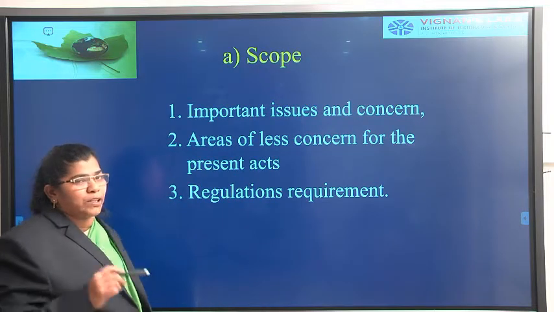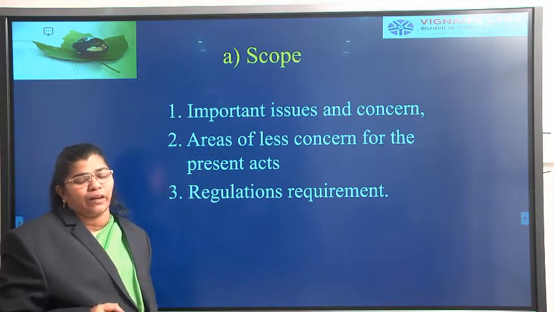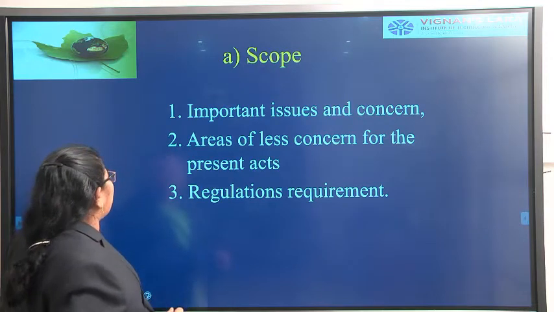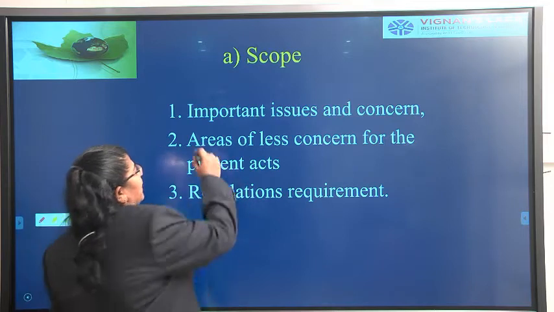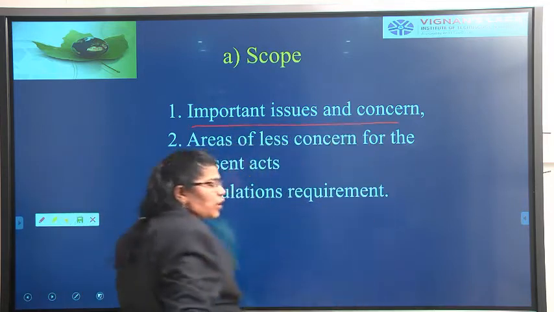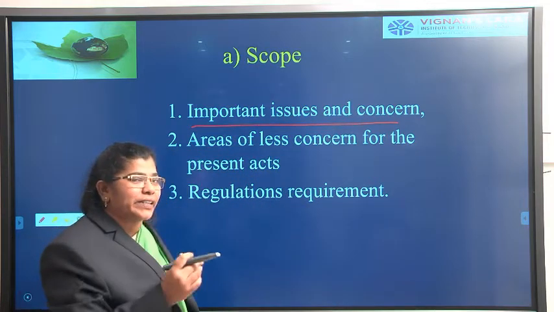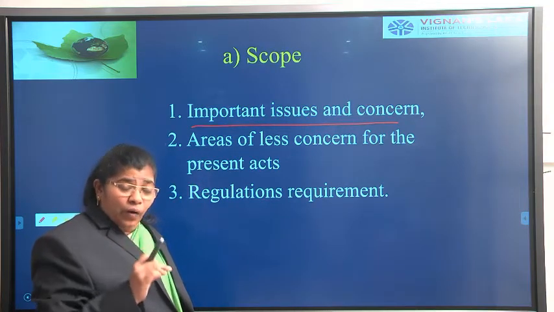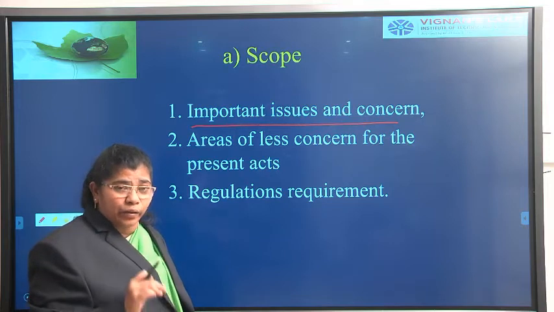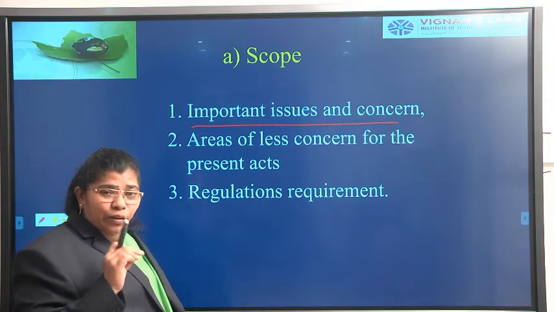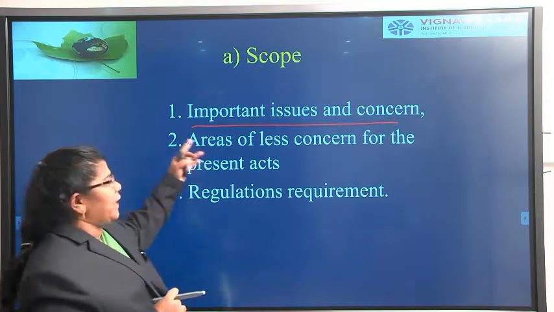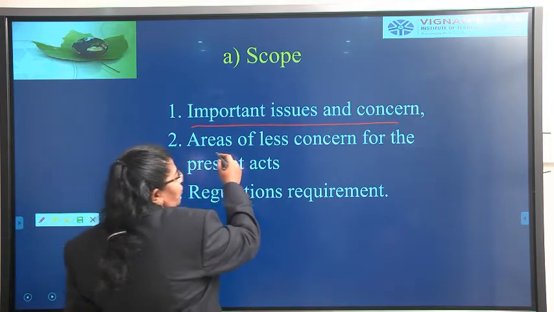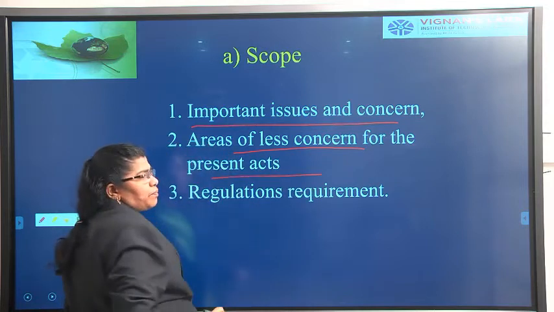So in the scope there are three important things that we have to take into consideration: the important issues and concerns, right? In the IEE, the first step, they will tell what issues will be happening, what things we have to take action on, and what we have to consider, which will be taken as a scope. The next one, areas of less concern for the present acts.